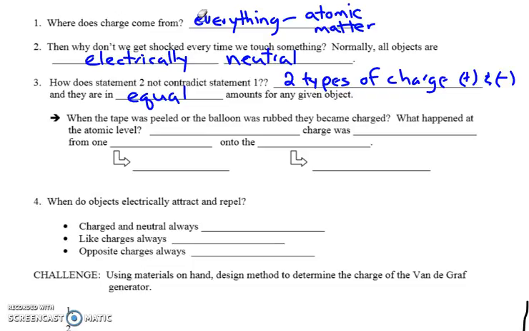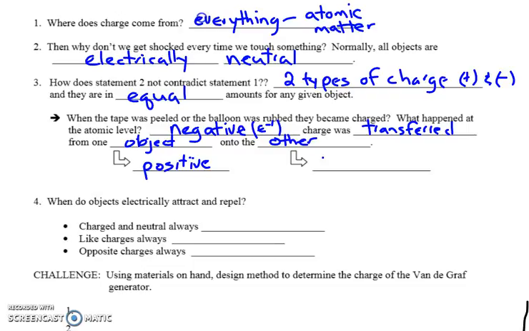So when the tape was peeled, or if we rub a balloon against your head, why did it become charged, okay, at the atomic level? Basically, what happened is the negative charges, the electrons, I'm going to put an e here, negative 1, were transferred from one object onto the other. Okay, so a very important point here is when you charge something up, you are stripping the negatives off of one body and you're transferring them onto the other. The object that we take electrons off of takes on a positive charge. And if we're depositing them onto the other, then that must become negative.